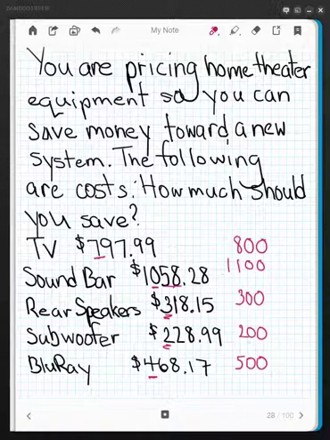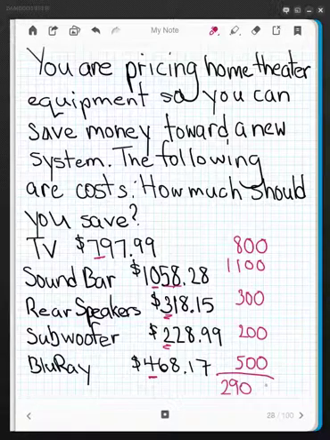So now we can add these up pretty easily because look, these are all hundreds, right? So I'm only really just adding these up. 8 and 3 is 11, and 11 and 11 is 22. 22 and 2 is 24, and 24 and 5 is 29. So I need $2,900 approximately, right?